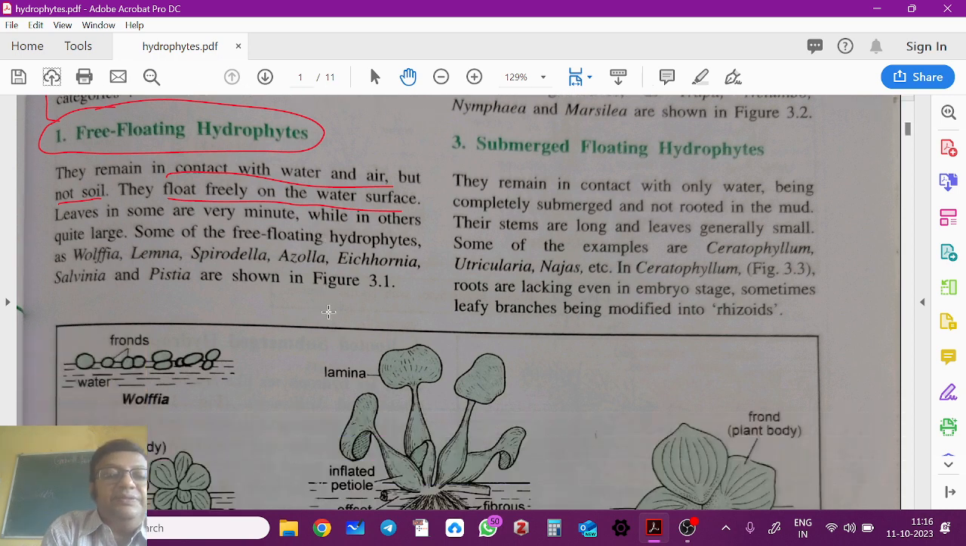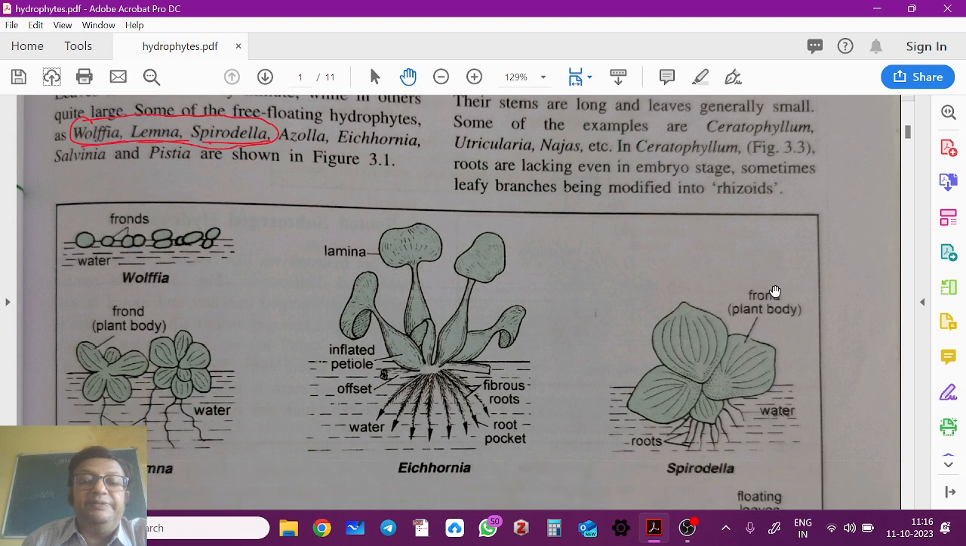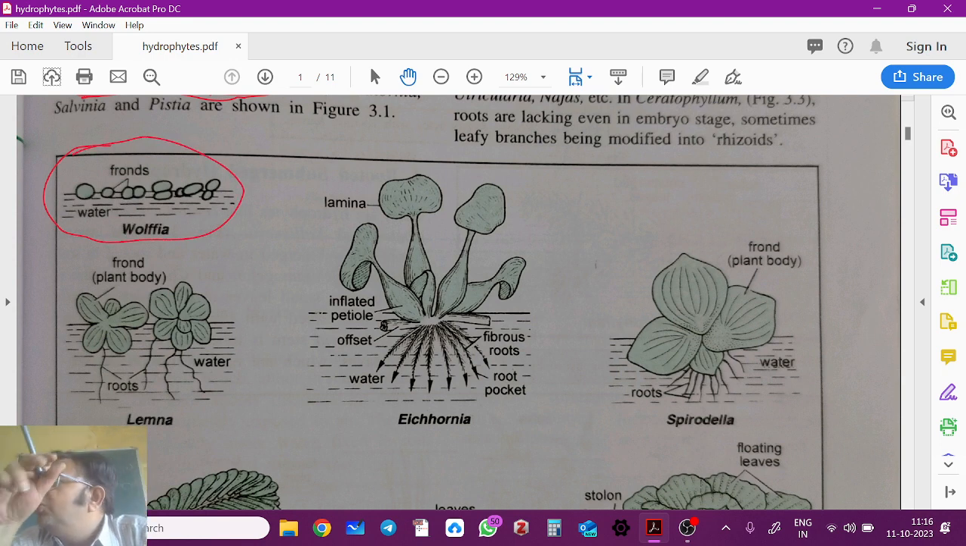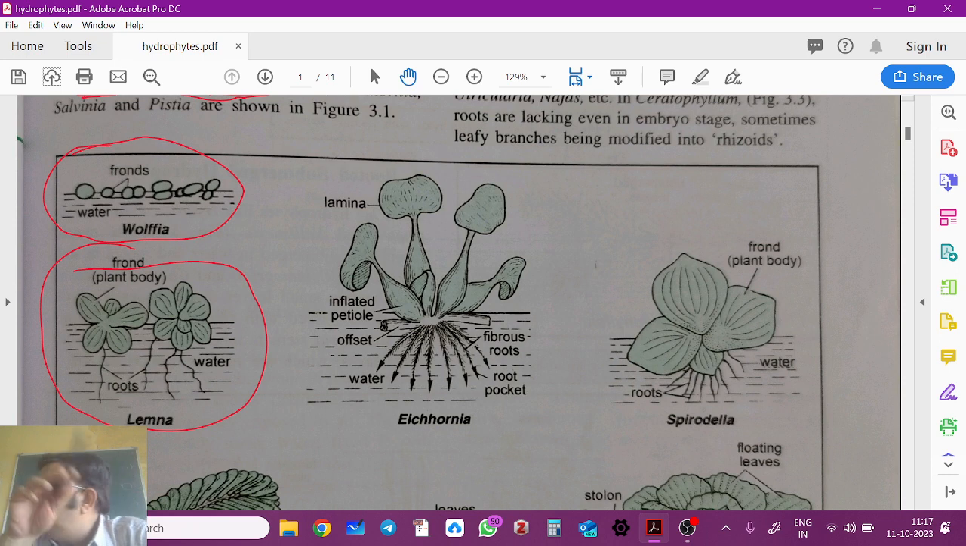Examples: Wolffia, Lemna, Spirodela. Remember these three names: Wolffia, Lemna and Spirodela. Azolla is also very important, but still Lemna is very important. See the first picture, Wolffia. Can you see Wolffia's picture? Small round things floating on top of the water. Then Lemna, a few roots come out into the water, but they don't touch the soil.